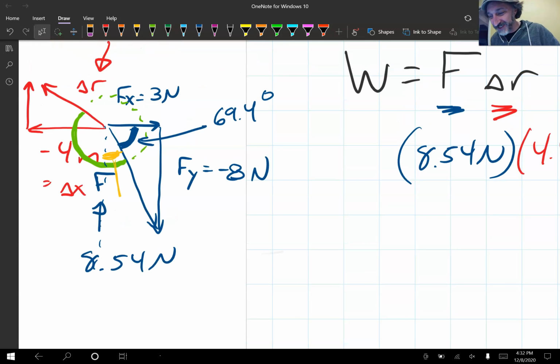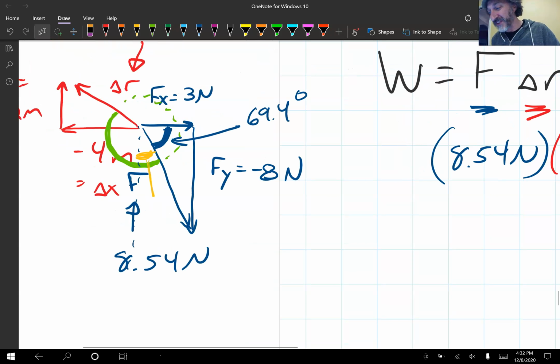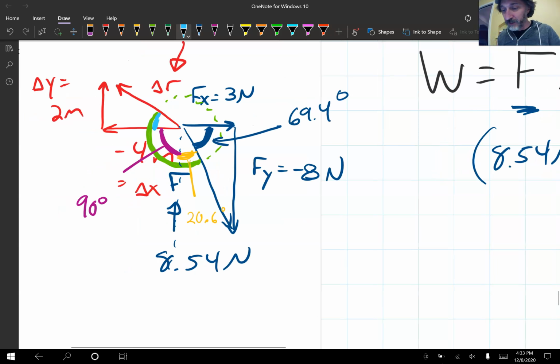I know this drawing is cluttered. The whole point of this is that there's an easier way to do it, but I just want to show you that it works. All right, so 90 minus 69.4 is what, 20.6 degrees? Is that right? Yeah. Okay, so that's that. And then this purple chunk here is 90 degrees, right? Because you've got a vertical and a horizontal bit there, so that's 90 degrees.